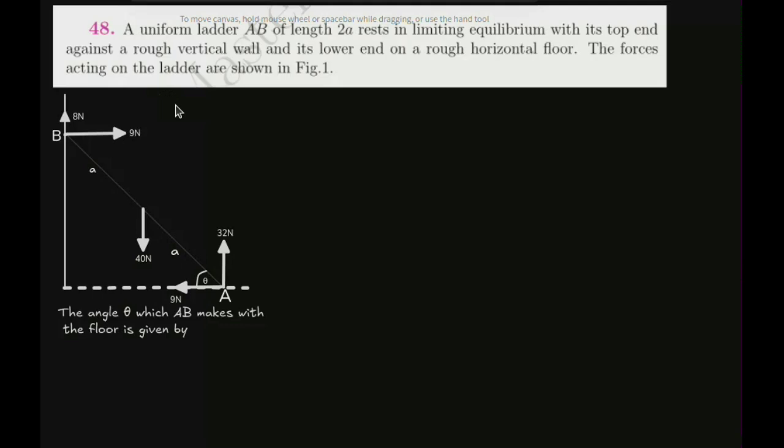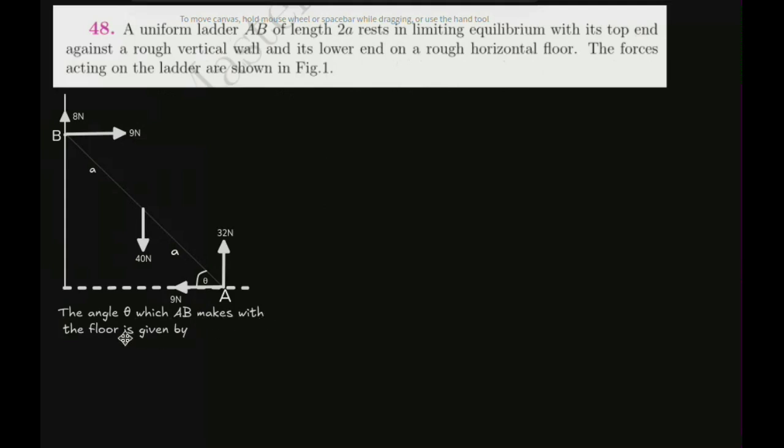So our question of today reads: a uniform ladder AB of length 2a rests in limiting equilibrium with its top end against a rough vertical wall and its lower end on a rough horizontal floor. The forces acting on the ladder are shown in figure 1. This is our figure 1. We have been asked to find the angle theta which AB makes with the floor.